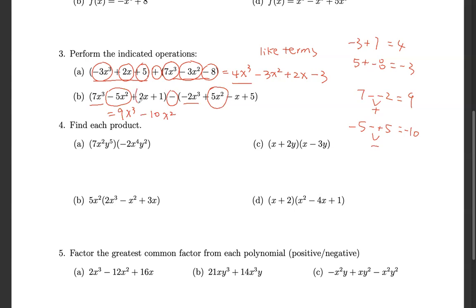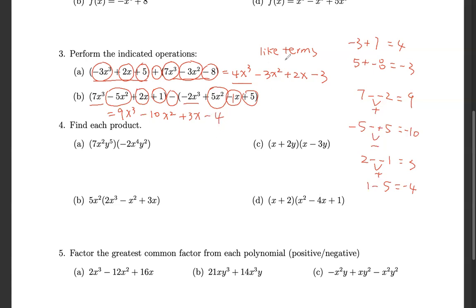Then we look at the x term of 2x minus 1x. So 2 minus -1, right? Because by default, that's -1. That becomes 2 plus 1 equals 3. So we get plus 3x. Then we have 1 minus 5. 1 minus 5, that's -4.